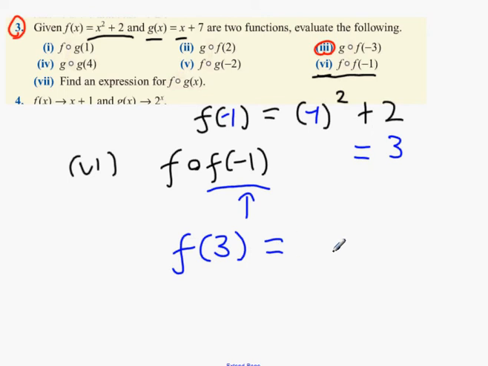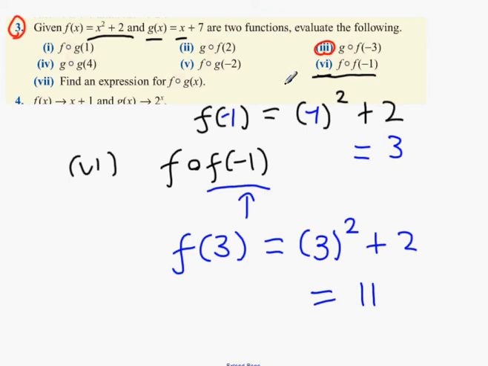And what's f of 3? f of 3, anybody? f of 3 is then, once again, you go through the same process again. Whatever it is, it's the f rule, whatever it is, square it, and then add on 2. So what is it, guys? 3 squared plus 2? 11.